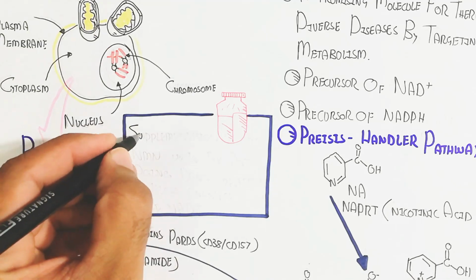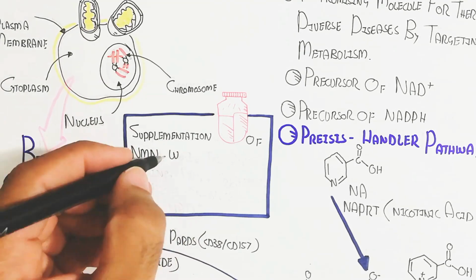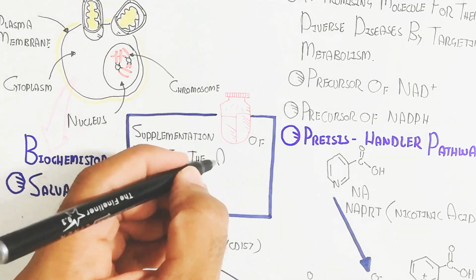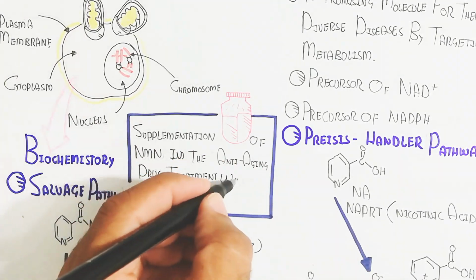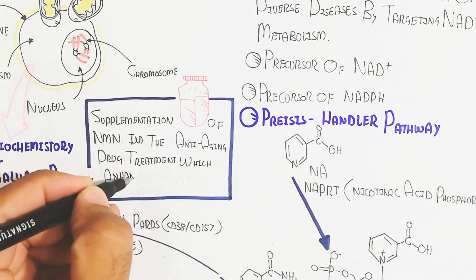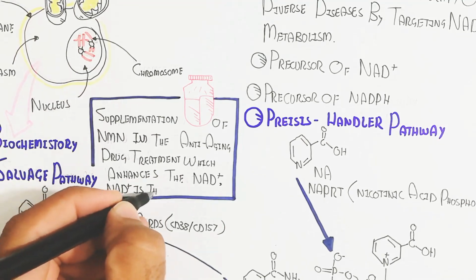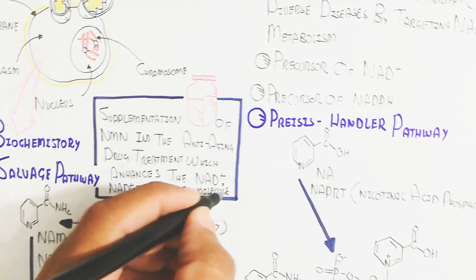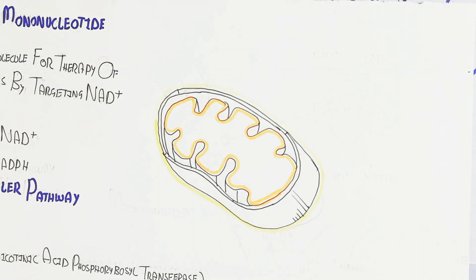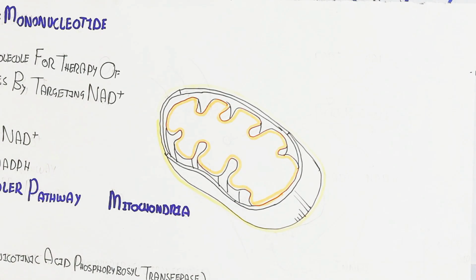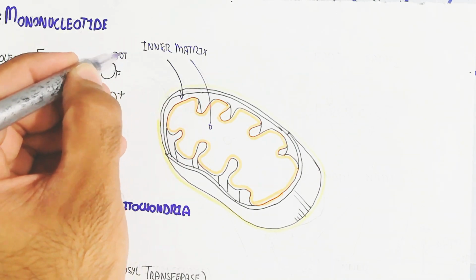Anyhow, let's begin to understand the significance and supplementation. The supplementation of NMN is an anti-aging drug treatment which enhances NAD plus, the life molecule. It is very important for the prevention of disease and to produce more energy due to NAD plus formation. NADH will be reduced and oxidized, and that is why NADH is a life molecule which gives life and the anti-aging effect.